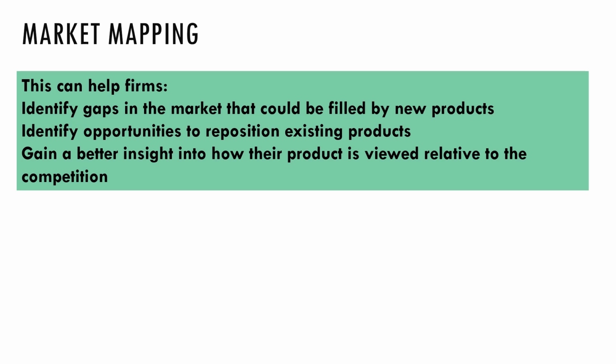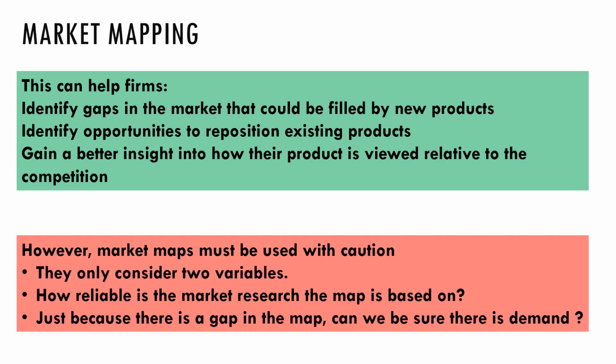So market mapping can help firms identify gaps in the market that could be filled, identify opportunities to reposition existing products, gain a better insight into how their product is viewed relative to the competition. The only limitations here is that they only consider two variables, in the last example, price and quality. How reliable is the market research that we've used to base the map on? And just because there's a gap in the market, can we be sure there's actually demand? There's not going to be much demand for a high price, low quality chocolate.